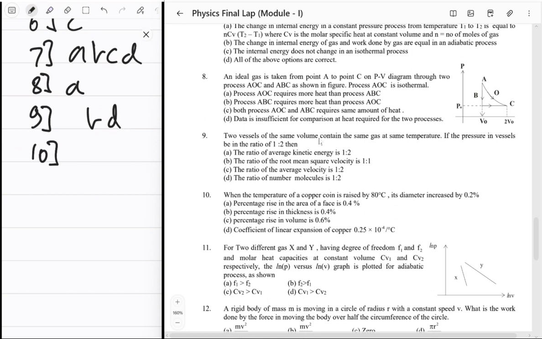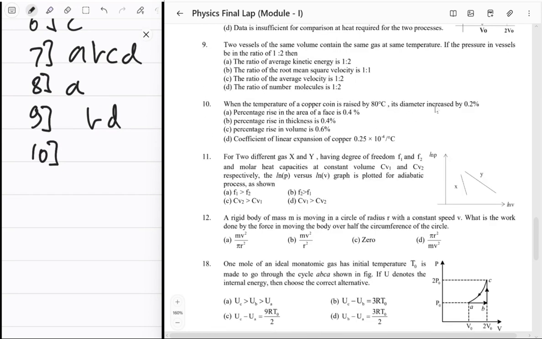10th: when the temperature of a copper coin is raised by 80 degrees Celsius, its diameter increases by 0.2 percent. Temperature changed, diameter changed, copper coin, whatever. The percent rise in the area of the face is 0.4, I guess, yeah. Rise in thickness is 0.2 actually, because the volume will be 0.6, that makes perfect sense. Area of face is 0.4 and volume is 0.6, cool. So A and C, I think those are correct.